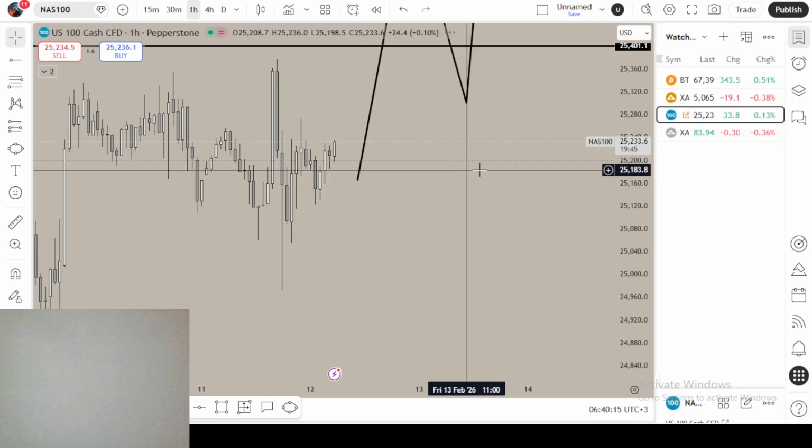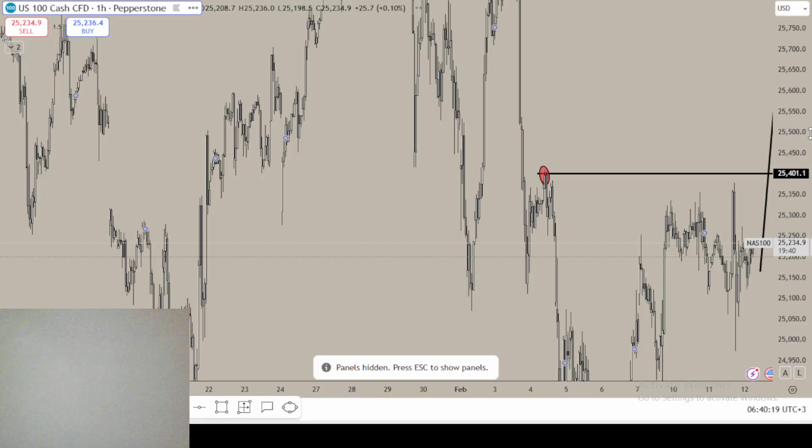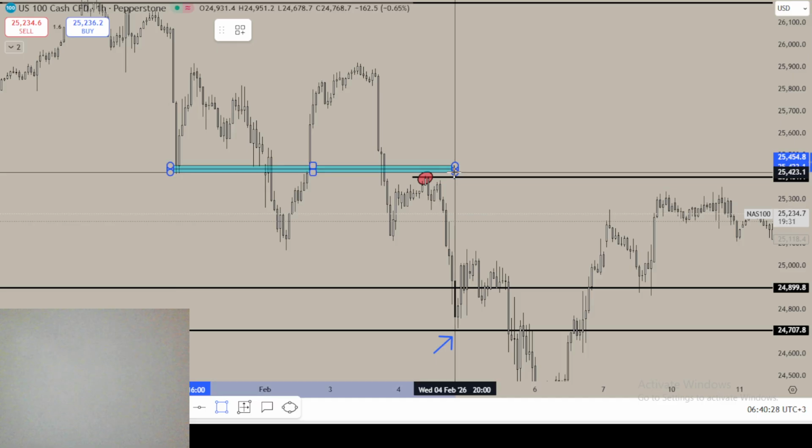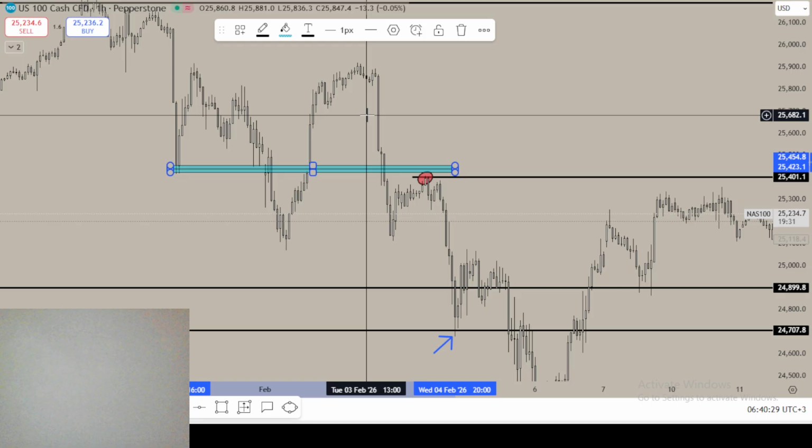This is an A++ setup. I'm going to show you an A++ setup right now. Look at this. Price gave us a low. This is an A++ setup. This is a trade where you risk 25%. And it retested this level of sellers and got that push to the downside.